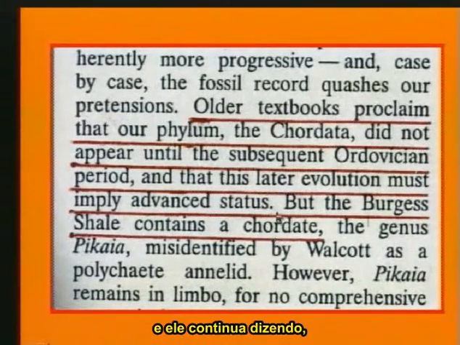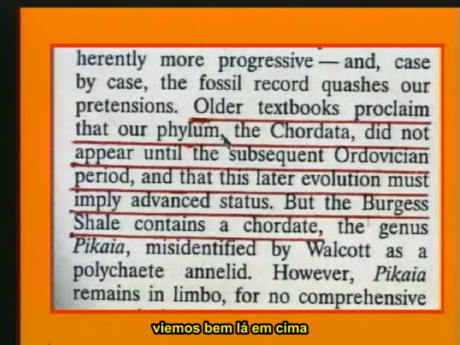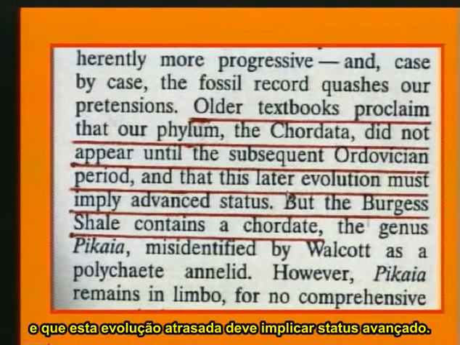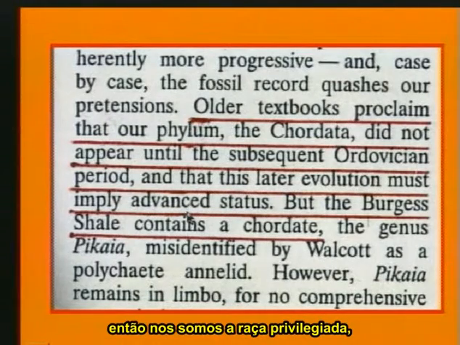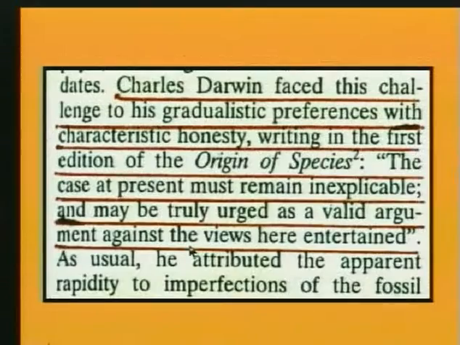He continues to say, all the textbooks proclaim that our phylum, that's the one we belong to, comes way up there in the geological column. The Chordata did not appear until the subsequent Ordovician period, and this later evolution must imply advanced status. So we're the doyens, we're the advanced status. But the Burgess Shale, which is Cambrian, the lowest layer, contains chordates.